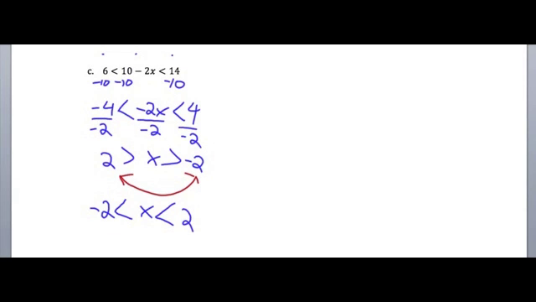So graphing this, I need a 2 and a negative 2. I'll throw a 0 on there as well. And it's an and, I'm including the area in between them. So it's less than 2, greater than negative 2, and all the areas in between. Both of those should be open circles.